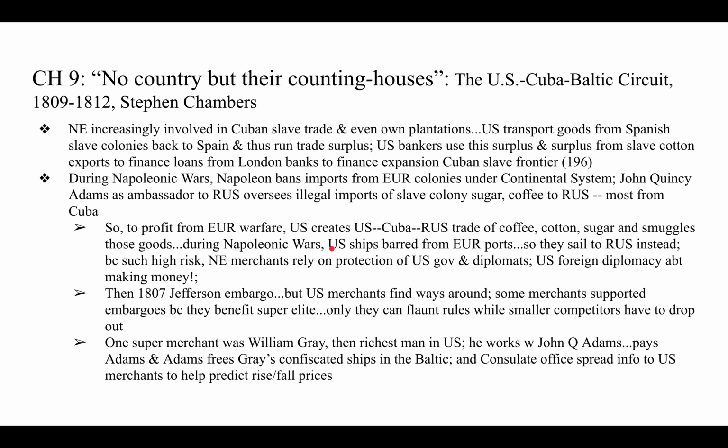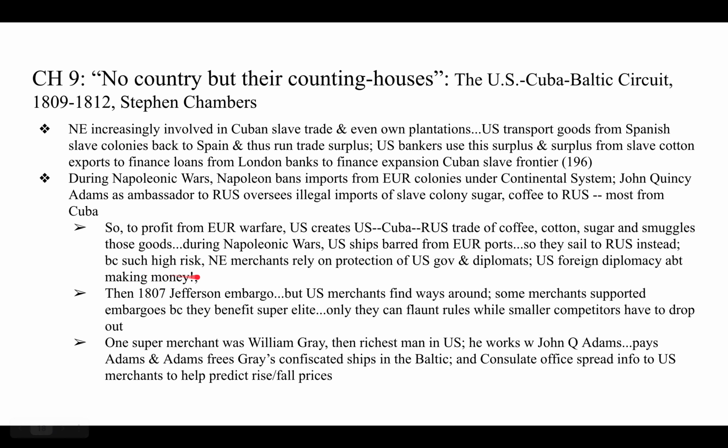During the Napoleonic Wars, U.S. ships were barred from European ports, so they sailed to Russia instead. Okay, so Napoleon has banned U.S. ships from European ports. It's banned European countries from importing goods from certain colonies. But basically what the U.S. government and private industry do here is smuggle goods from the West Indies colonies to Europe through Russia.